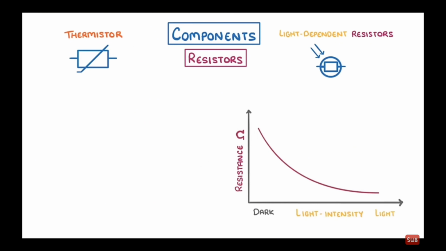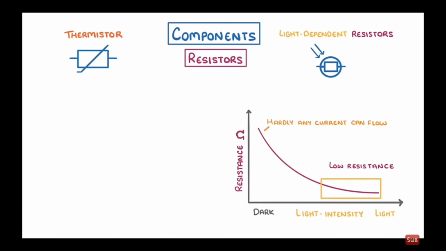As you can see on the graph here, an LDR is just a resistor whose resistance is dependent on the intensity of light. So in bright light environments, there's very low resistance, meaning lots of current can flow. While in darkness, the resistance is so high that hardly any current can flow.